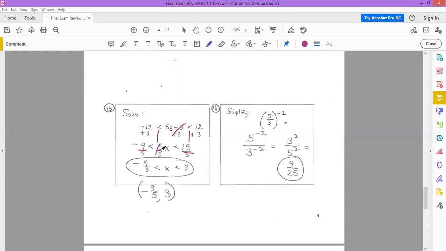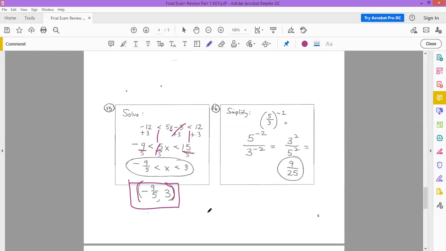Now when we do that, in the center, our x is left by itself because the 5's cancel out. On the left side, negative 9 divided by 5 gives us negative 9/5. And on the right side, 15 divided by 5 gives us 3. We got negative 9/5 less than x less than 3. So x is between these 2 numbers, negative 9/5 and positive 3. And that's how we would write that solution in interval notation, using parentheses: negative 9/5, comma 3. So x is between this range.